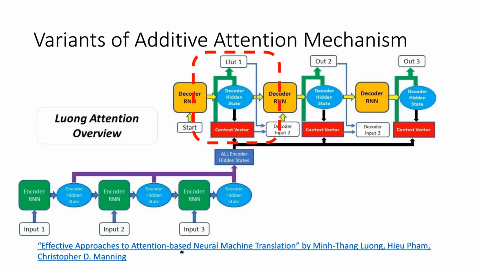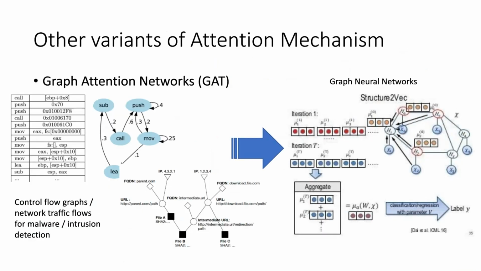This is useful for machine translation, but for cybersecurity or even for computer vision, this is not very interesting, because we always want to do detection and classification, so the output should be one single element. So how can we do that? All right, this is one of the extensions of the attention mechanism to different data structures.